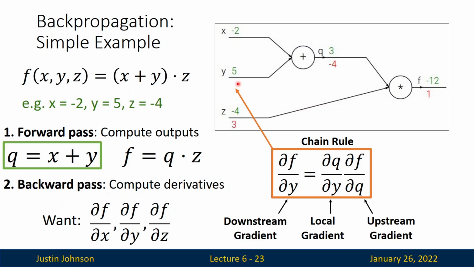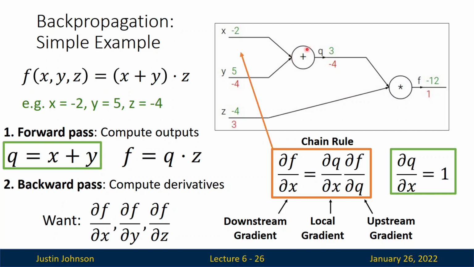Okay. And so there are some terms here. This is called the upstream gradient. It's from this side. And this is a local gradient. According to the chain rule, the downstream gradient will be the result of local gradient times upstream gradient. So here, because dq/dy is 1, df/dy is -4.